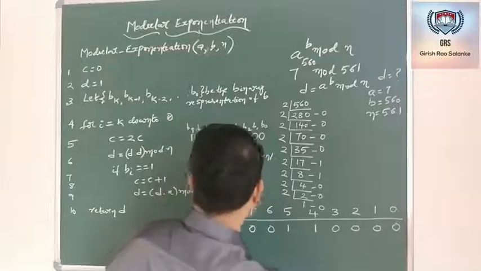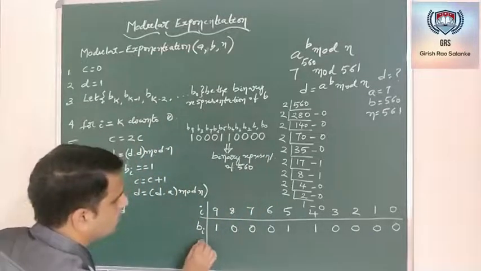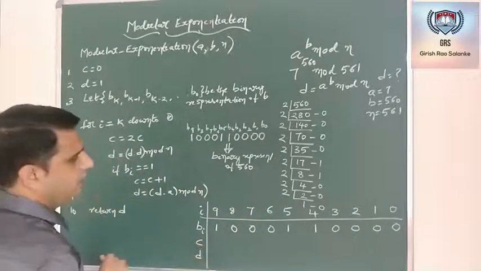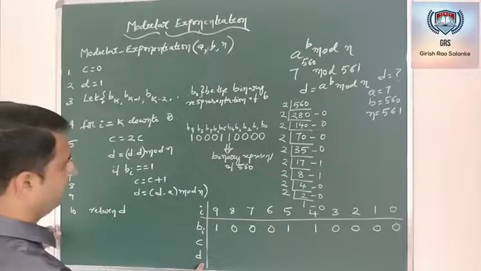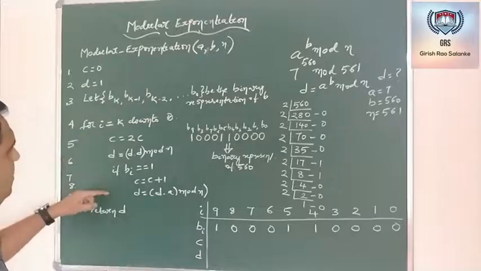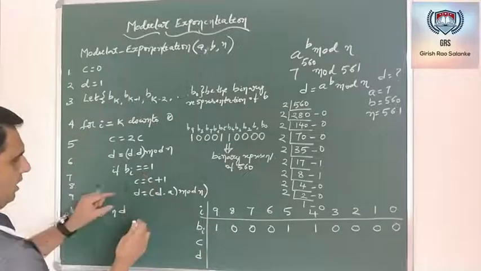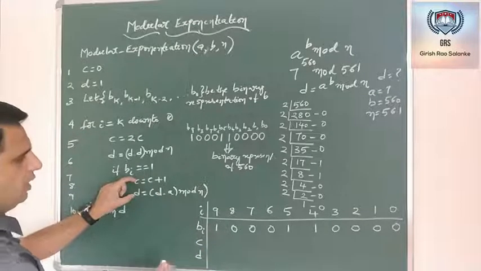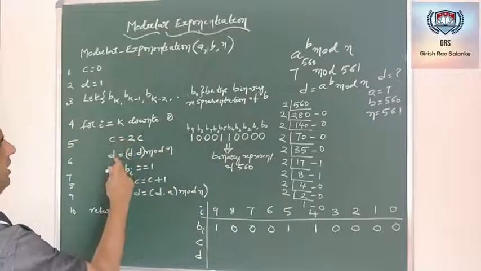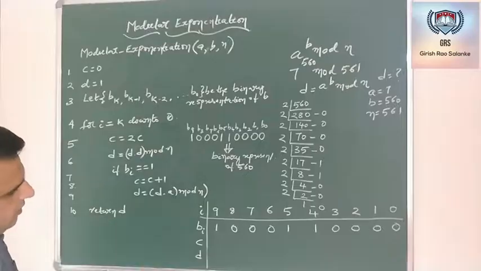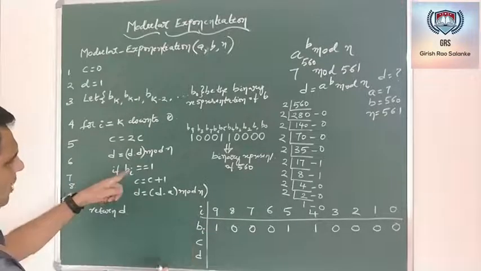Now I need to calculate the value of C, and finally with the help of C I need to find D. Note that in this for loop, if BI is 1, this is the calculation that I am supposed to do. If BI is not 1, this is how I need to calculate the value of C and D. There are two cases.